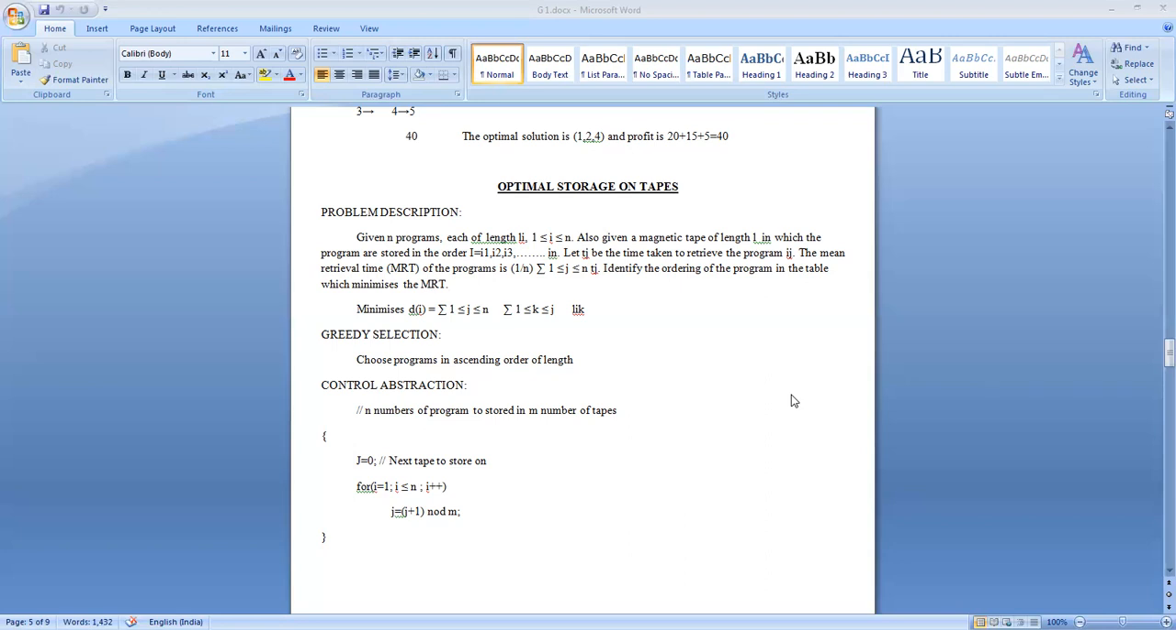That is this problem. The optimal storage on tape means you are given some n programs. Each program has a length Li, and also you are given a magnetic tape of length L. You are storing the programs one after another in that magnetic tape. In what order should the programs be stored such that the retrieving time of a program is minimum? That is this problem.